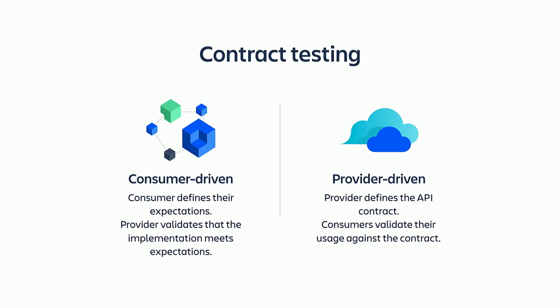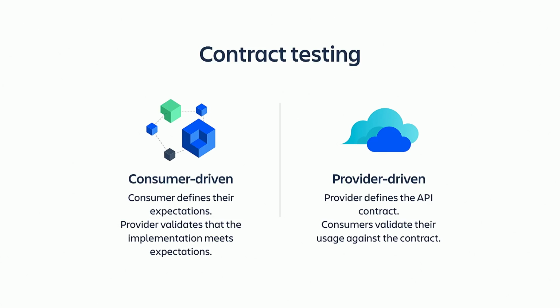And you would use consumer-driven contract testing mostly for internal development, where you've got service-to-service communication or front-end to back-end communication, where the consumer of the API is really defining what the API should do. And this is where consumer-driven testing makes a lot of sense.